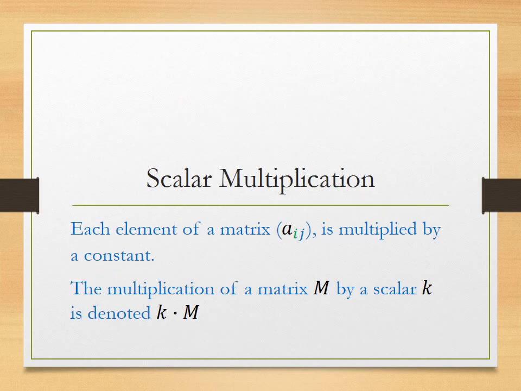Now we're going to look at scalar multiplication, and that just says that each element of a matrix is going to be multiplied by a constant, the same constant. So in other words, if we were going to multiply every element in matrix M by a constant K, when we talk about matrices, the constant is called a scalar, and we would write it with the same multiplication notation: K times M, constant K multiplied by matrix M.